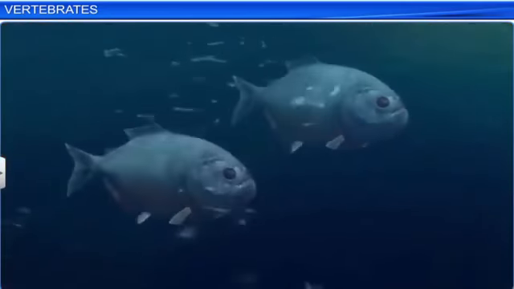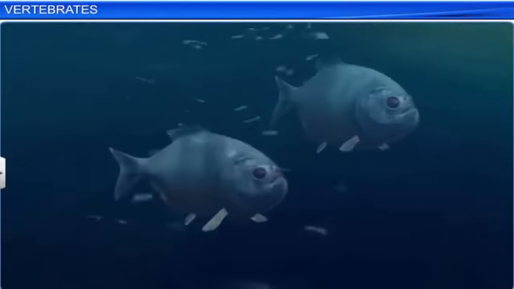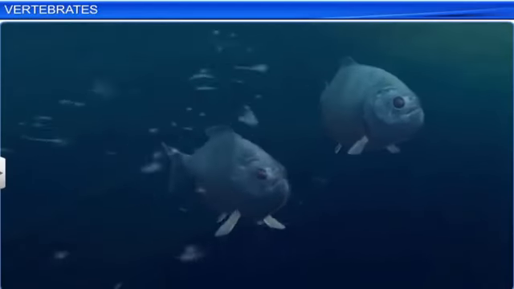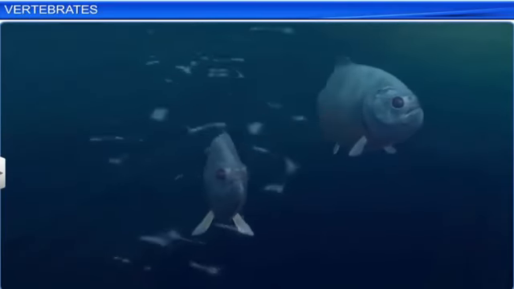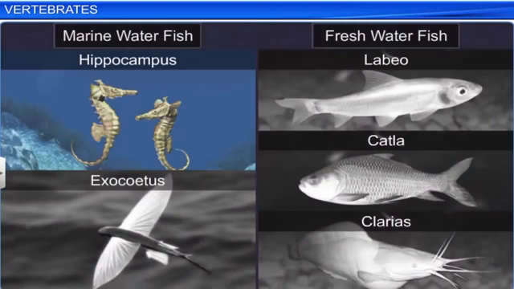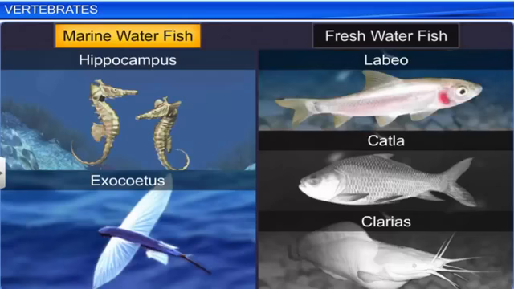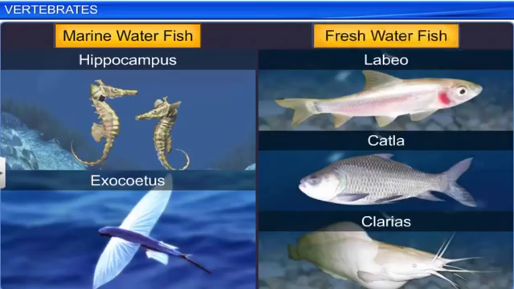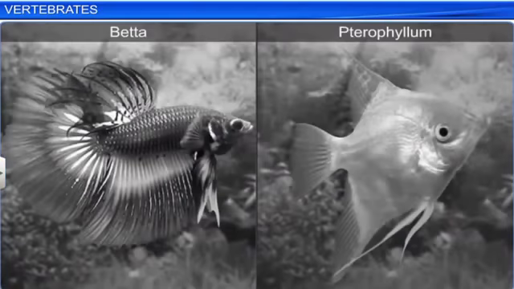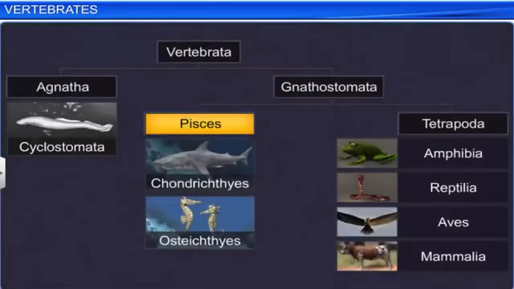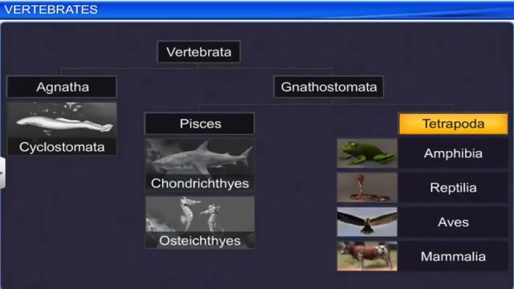Osteichthyes are dioecious and fertilization is usually external. They are largely oviparous and exhibit direct development. Hippocampus and Exocetus are marine fish, while Labeo, Catla, and Clarias are freshwater fish, while some fish like betta and pterophyllum are used in aquariums. The remaining 4 classes are placed under the superclass Tetrapoda, which means animals with limbs.